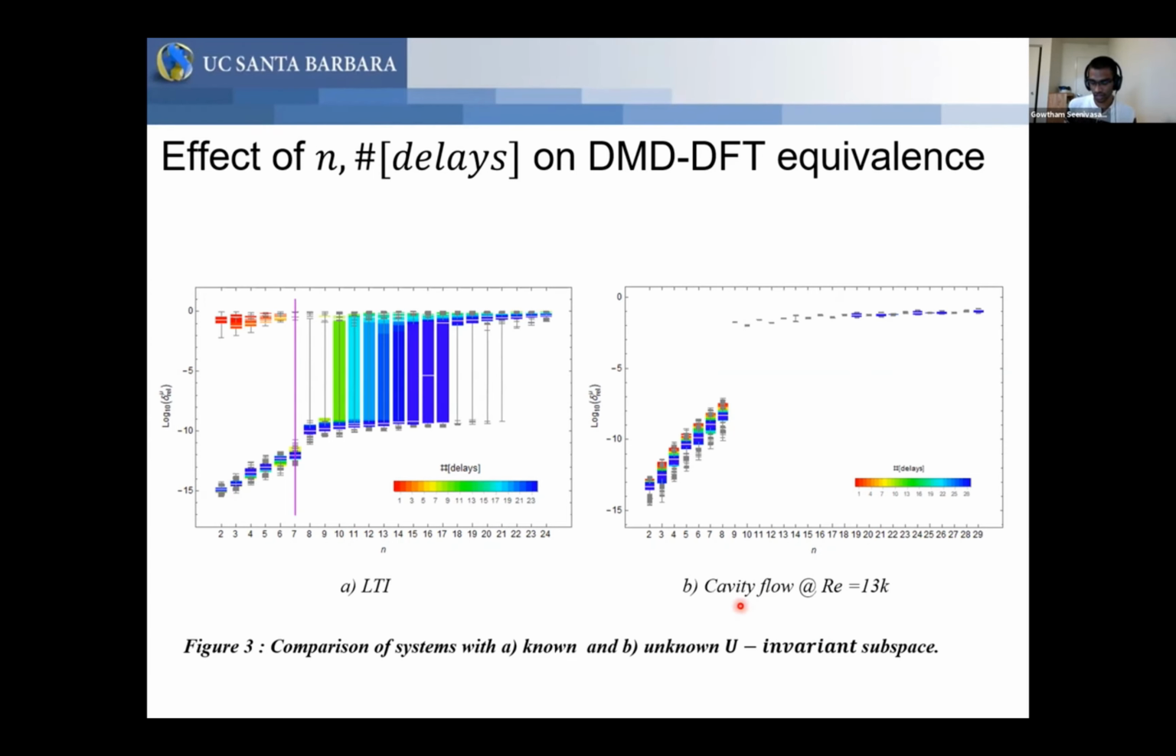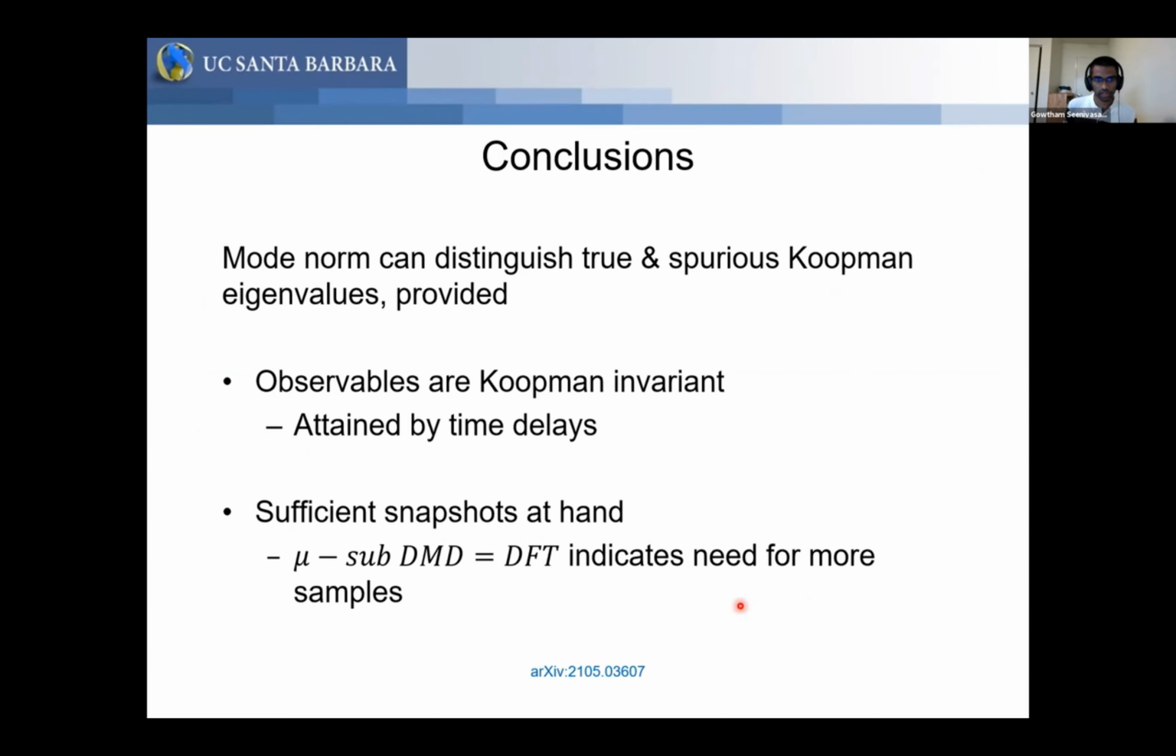So to conclude, you can use the norm of the DMD mode to distinguish true and spurious Koopman eigenvalues, provided your observables are Koopman invariant and you have enough data. You can meet the first condition with enough time delays, and the second condition can be partially met by checking for equivalence of mean subtracted DMD and DFT, and that check is completely data driven. So that concludes my talk.